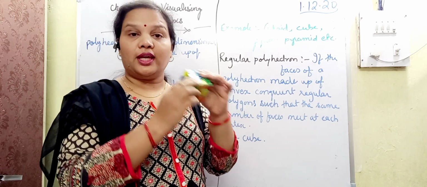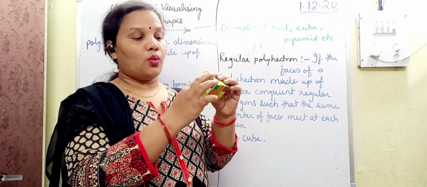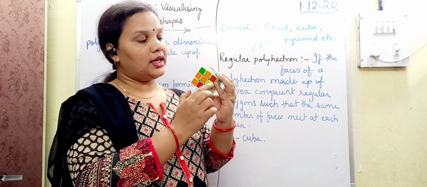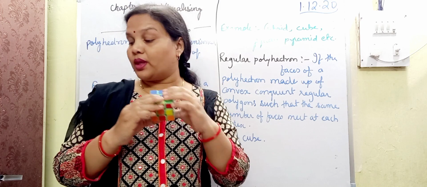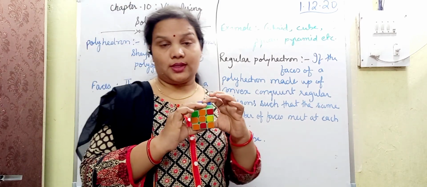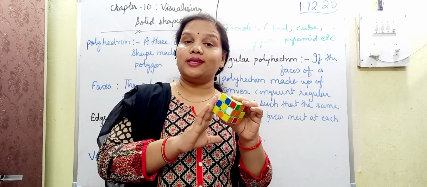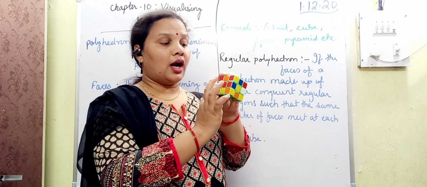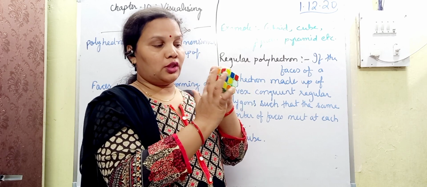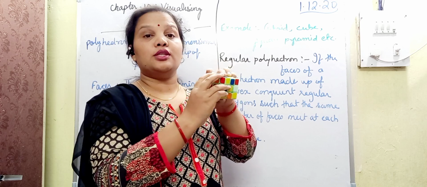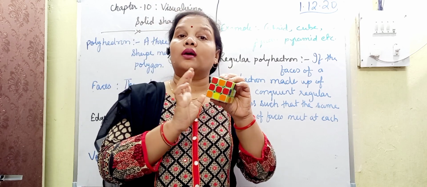So how many edges for a cube? You just count it: 1 2 3 4 5 6 7 8 9 10 11 12. So for any cube or cuboid, we have 12 edges. Okay, so now you understand what an edge is. An edge is the line segment which we get after joining two faces. When two faces meet at this line segment, then this line segment is known as our edge.